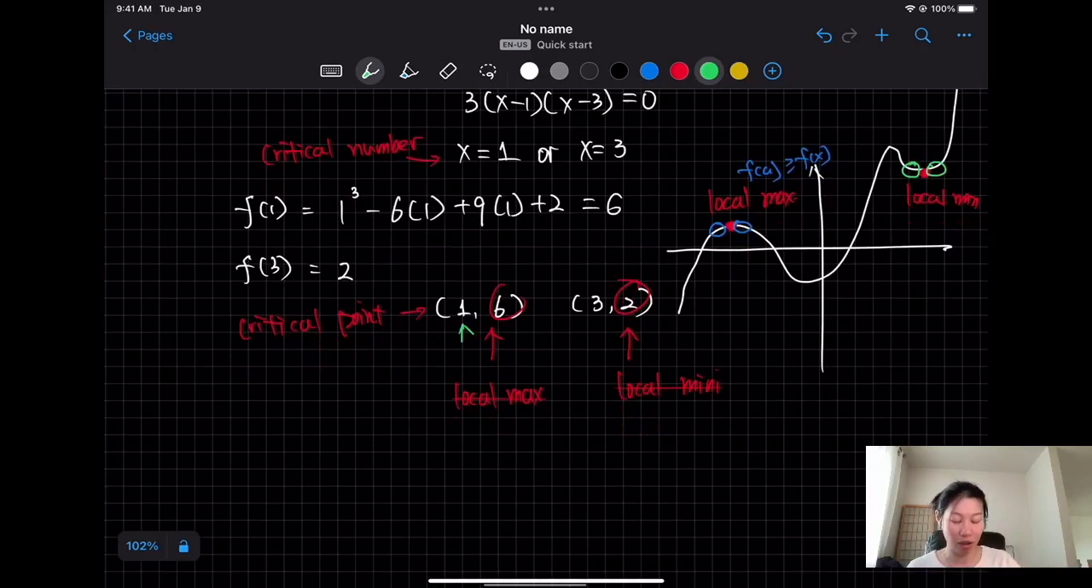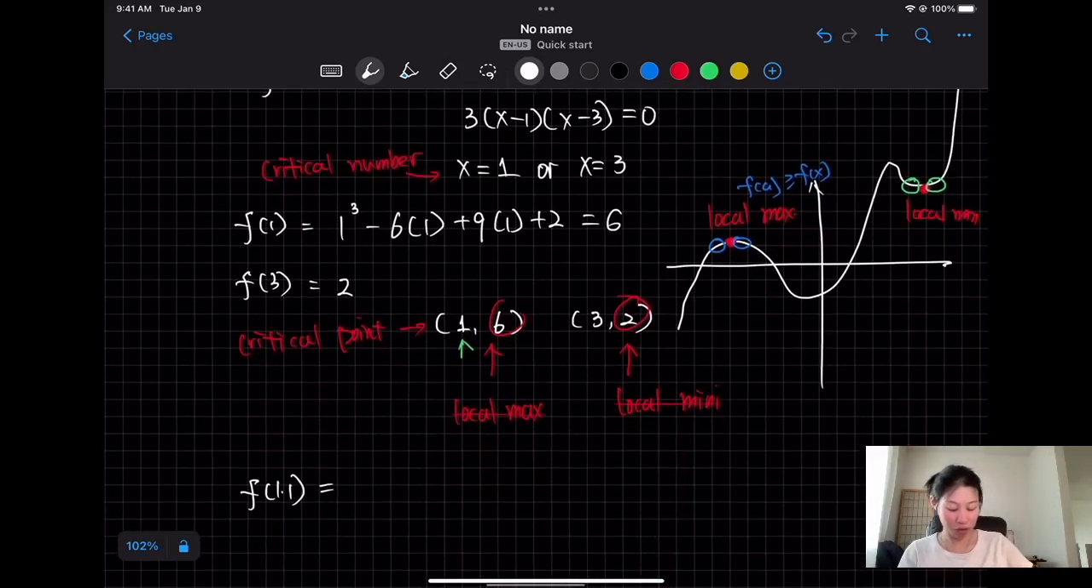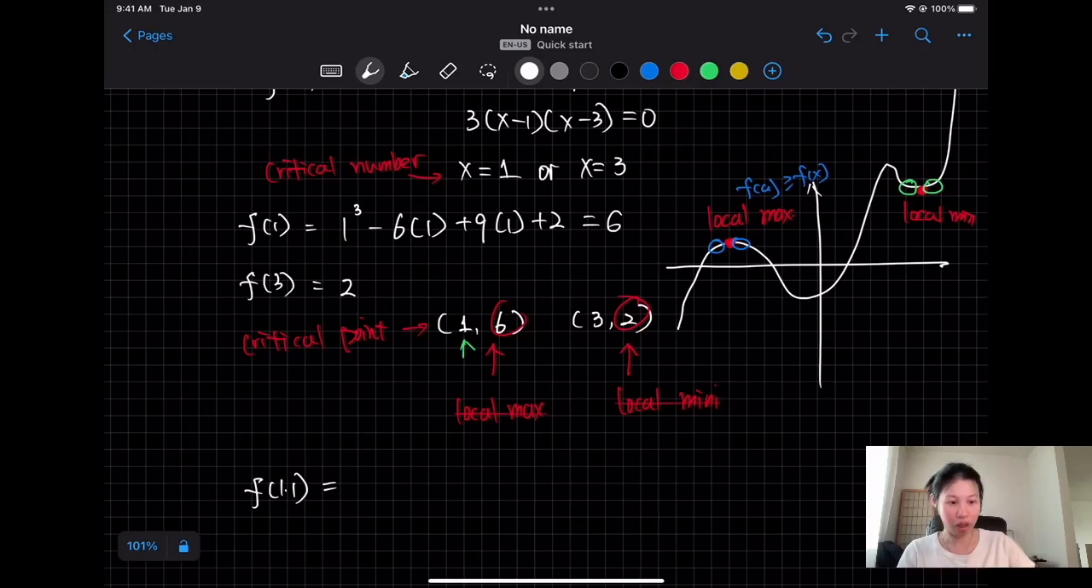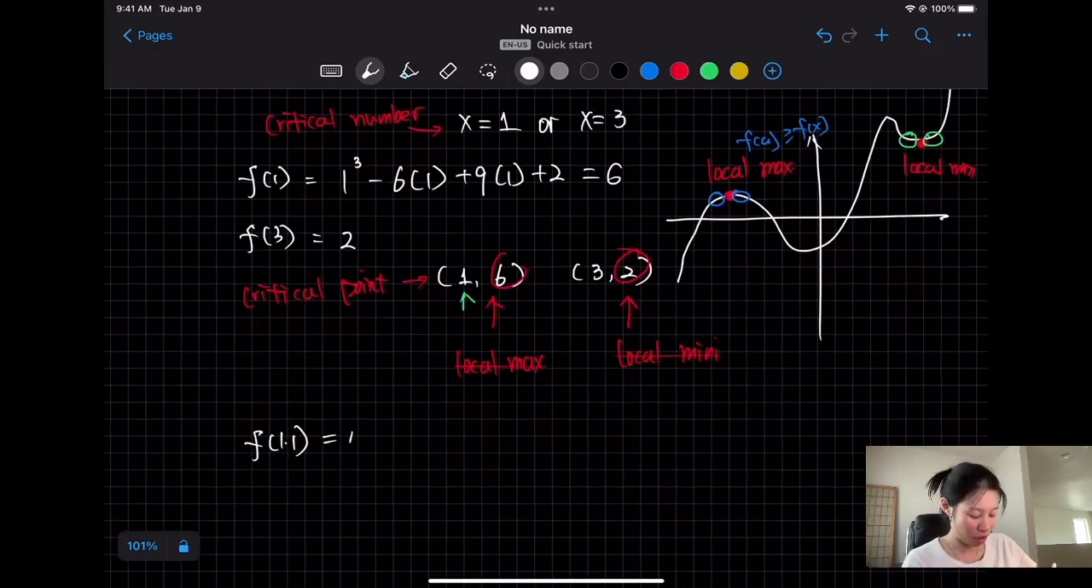Okay, maybe I can test out one number on the right and one number on the left. So try to find out what f of 1.1 equals. Well, let's find out. F of 1.1, which is the number on the right side nearby the critical point. And this is equal to, I calculated by myself, 5.971.